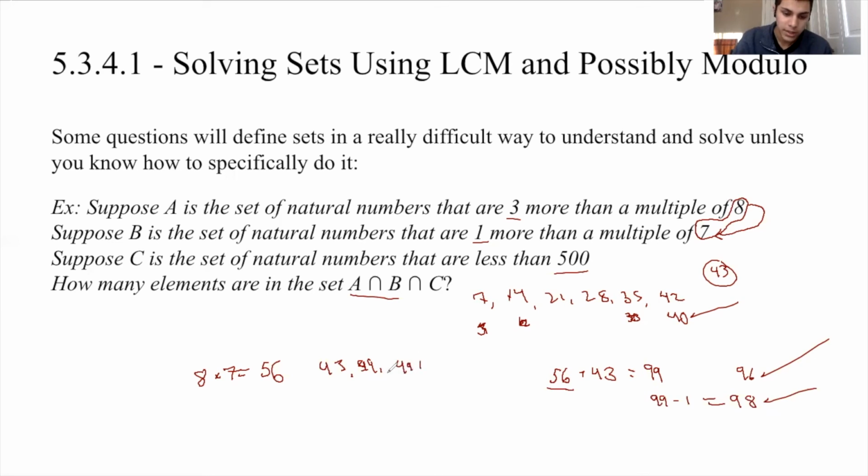491, and I'll put a dot, dot, dot in between. This will be the 9th number that you write down in this list. And so you're going to realize that the next number, when you add 56 again, is going to be above 500. So it cannot be in the intersection with set C. So if this is the 9th number that you've written down, then there are 9 numbers total in the set A intersection B intersection C.